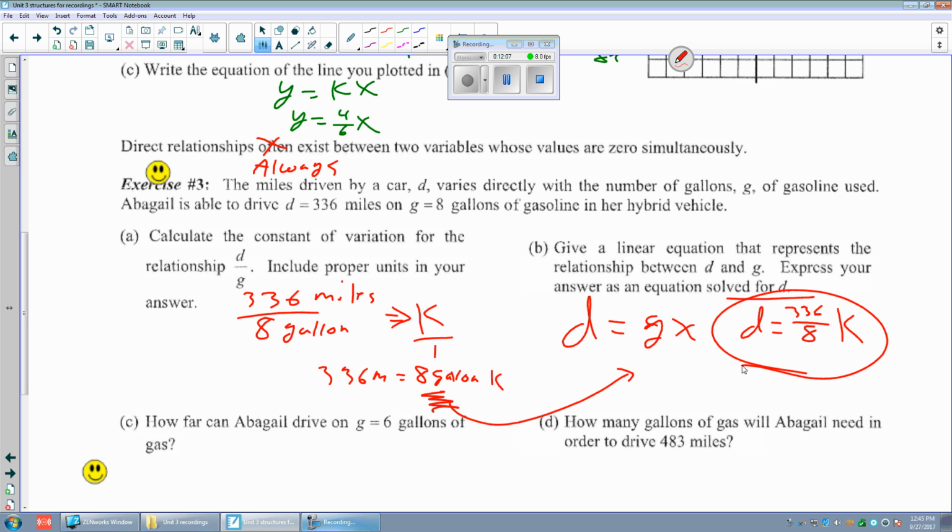Solved for D. Can we simplify that? Let's find out. First thing that I did was divide 336 by 8, and it's 42 miles per gallon.